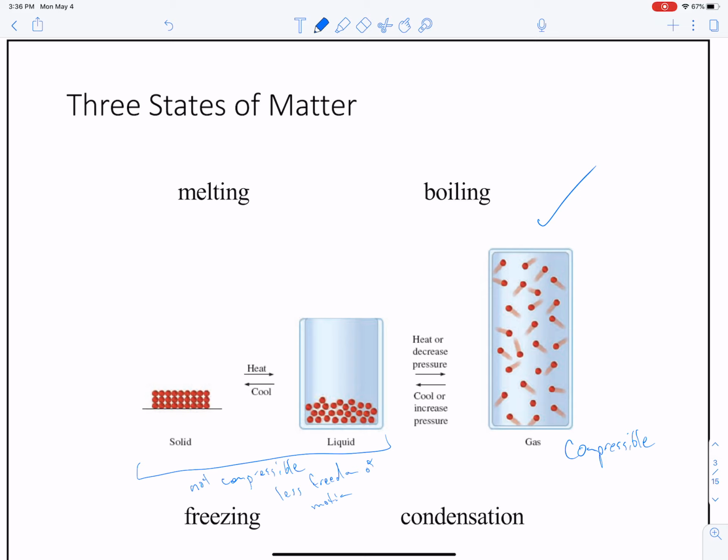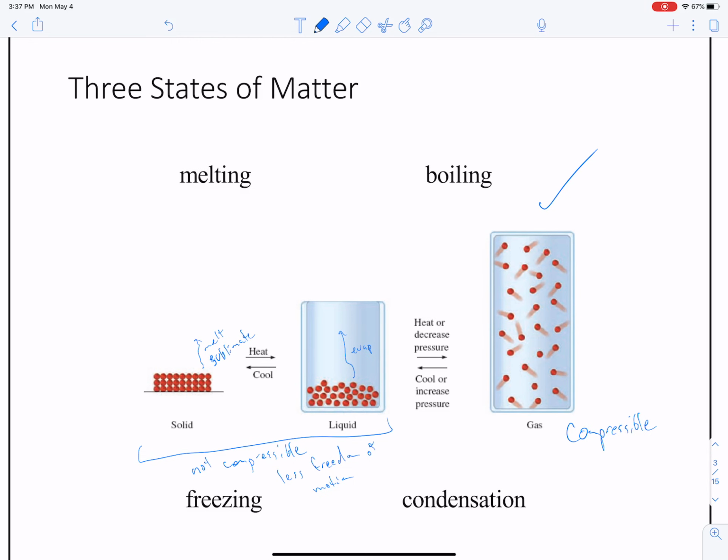Now, granted, you do have some of the molecules in the liquid phase evaporate, but it's only the surface level that tends to evaporate. And granted, you can have some of these solids melt or do something called sublimate, but that's going to be very limited. And that depends on temperature. So notice that all these things are temperature dependent. You see it says heat or cool.